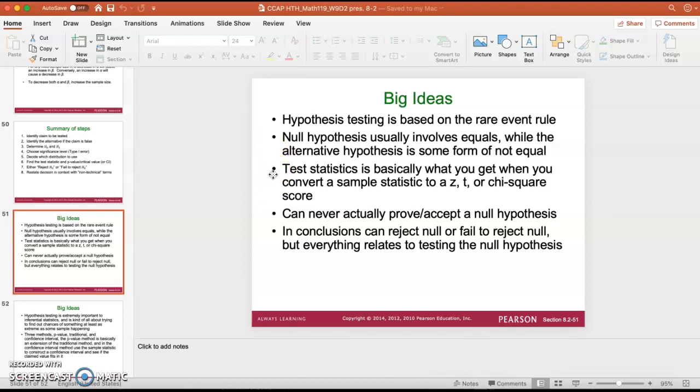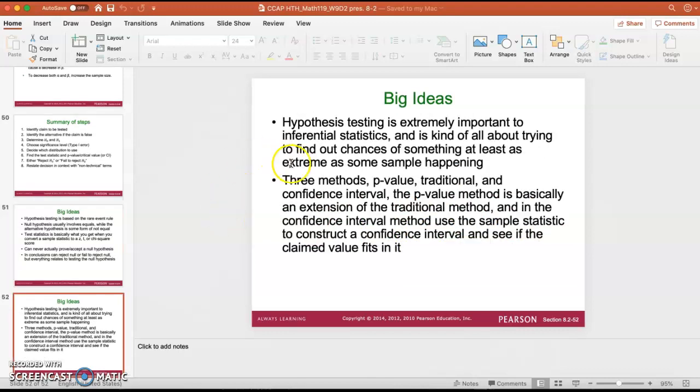Then test statistics are basically what you get when you convert a sample statistic to a z, t, or chi-square score. And you can never actually prove or accept a null hypothesis. That's why we just say reject or fail to reject. So in conclusions, reject null or fail to reject null, but everything relates to testing the null hypothesis. Always keep in mind, that's what you're testing in an actual hypothesis test.